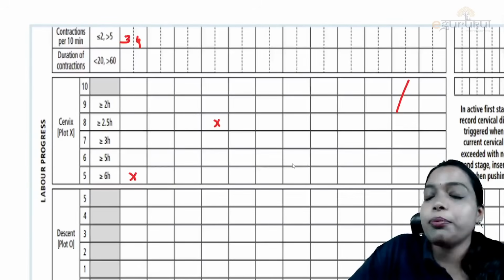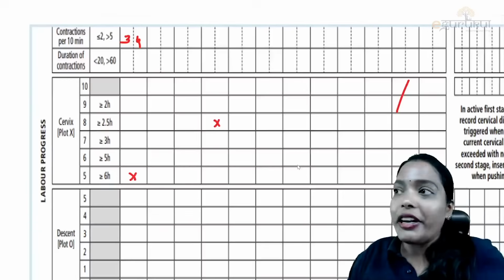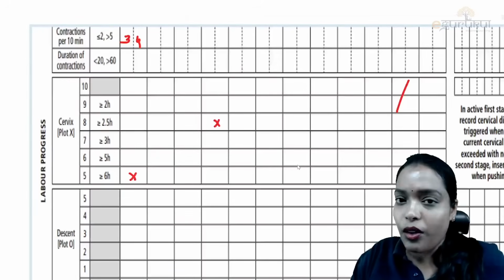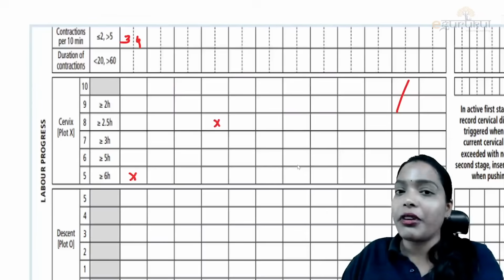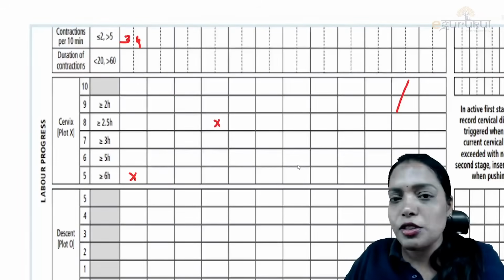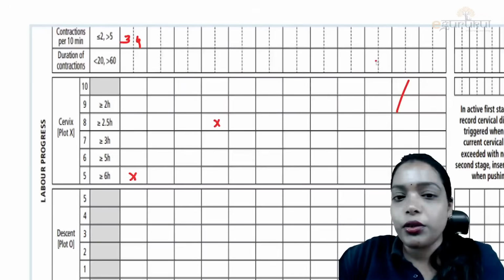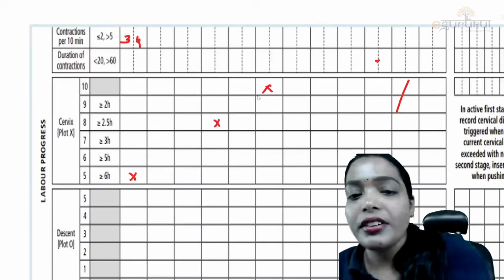Next, if you feel she has become 10, when they bear down, we understand it's 10. Then you might need to do a PV before 4 hours. So you have to take a call sometimes. Ideally in the active first stage, you do a PV every 4 hours. But if you feel the patient has become fully dilated, you can do it earlier. Like now I feel she has become full after 2 hours itself, so I'm plotting it here.